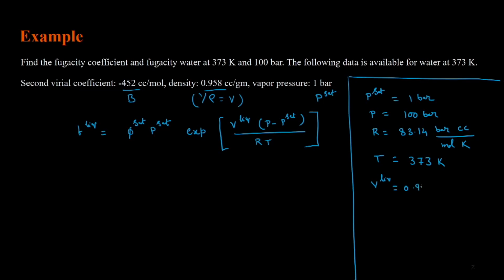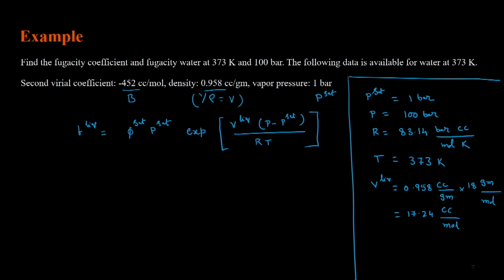is 0.958 cc per gram, but remember we work with molar quantities in all these equations, so this is a specific volume. What we'll do is multiply it with the molecular weight for water, which is 18 grams per mole. So that will be equal to 17.24 cc per mole. This is the molar volume at the given condition. We have converted it from the specific volume to molar volume. So I have V liquid. So I have everything that I need to calculate the Poynting correction factor.